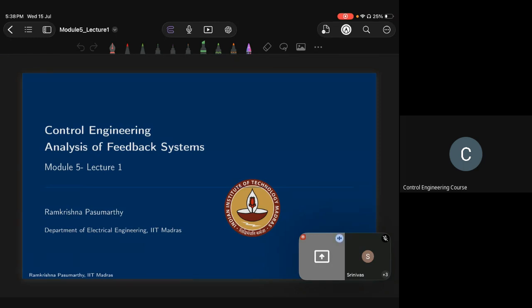Okay. So now we are entering into week 5. So we are entering into week 5. Basically, this week 5 is about PID controllers.